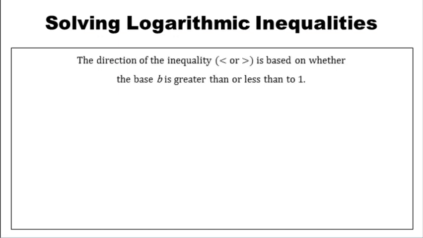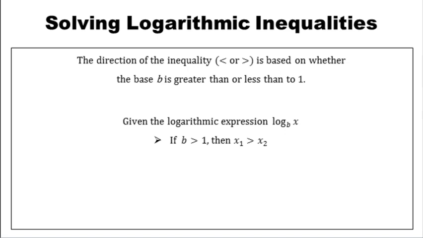Solving logarithmic inequalities, the direction of the inequality, less than or greater than, is based on whether the base b is greater than or less than 1. So, given the logarithmic expression, logarithm base b of x, if b is greater than 1, then x sub 1 is greater than x sub 2, if and only if the logarithm base b of x sub 1 is greater than logarithm base b of x sub 2.